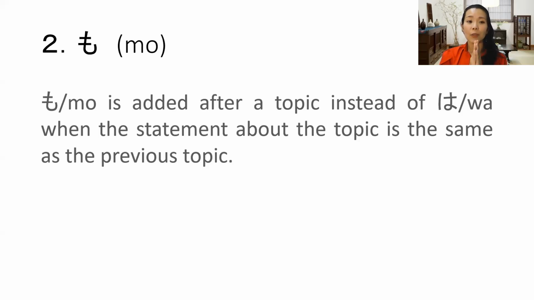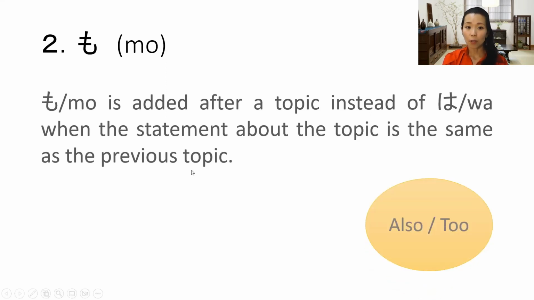And next, we will study も. も is added after the topic instead of は when the statement about the topic is the same as the previous topic. That means you cannot suddenly start a sentence with も. You need to have a previous sentence or topic, like the person you are speaking to says something, and then you follow up regarding the topic. That's how we use も. In English it can be "also" or "too".